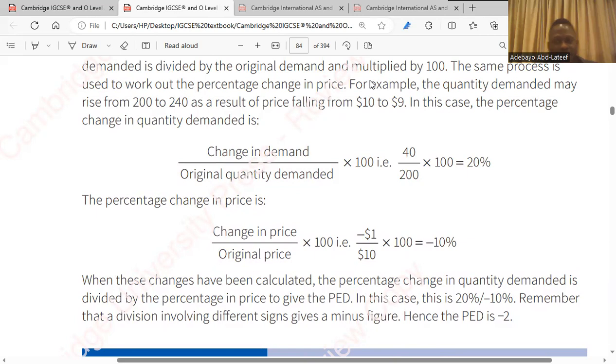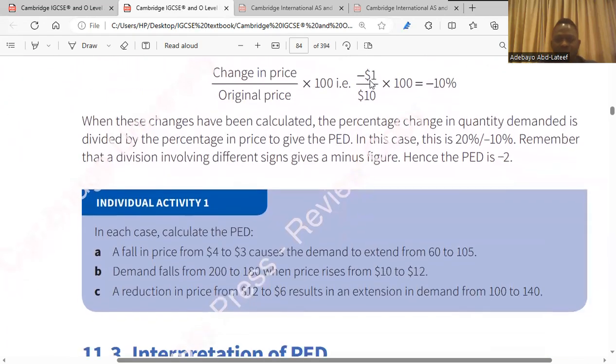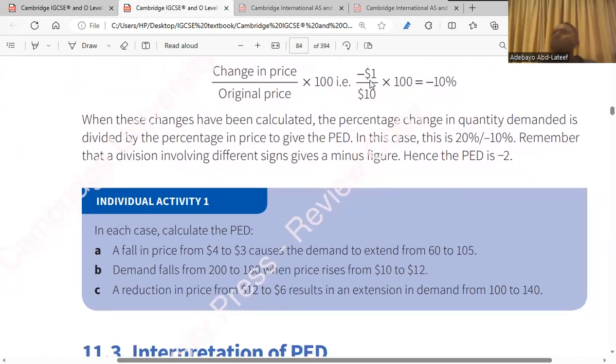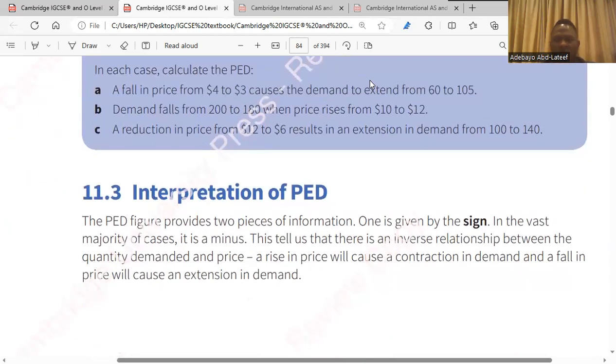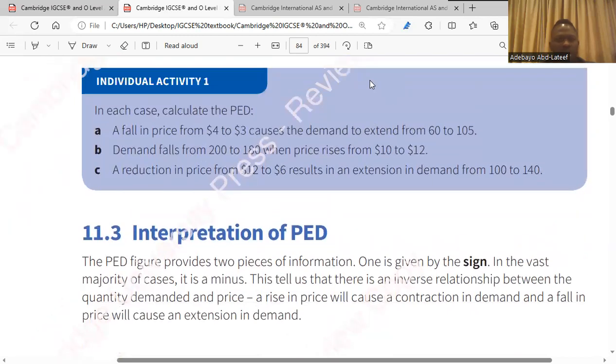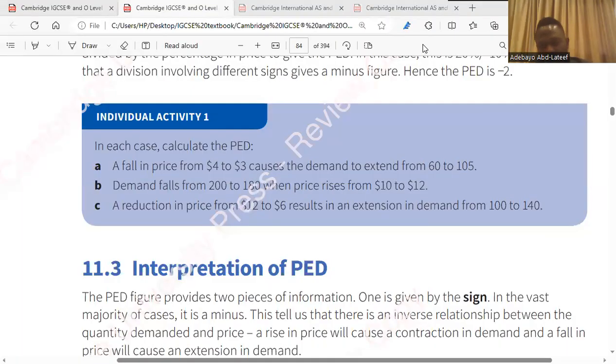Do you get my point? So here we have our minus 2. So if it is equal to 1, we call it unitary. Is it clear? Okay. So that's about that. Now they said in each case, calculate the PED. So can you do that? Okay. So they said in each case, calculate the PED.